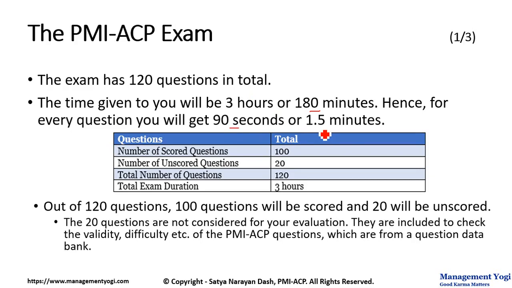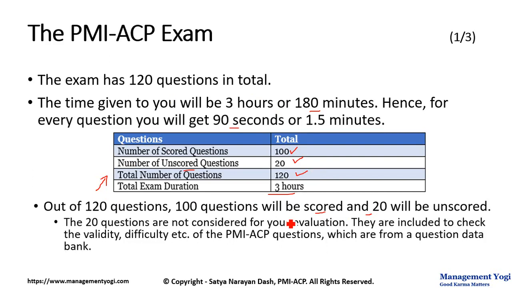Out of 120 questions, 100 questions will be scored and 20 will be unscored, and this is represented in this table shown. Number of scored questions 100, number of unscored questions 20, total number of questions 120. Total exam duration is 3 hours or 180 minutes.